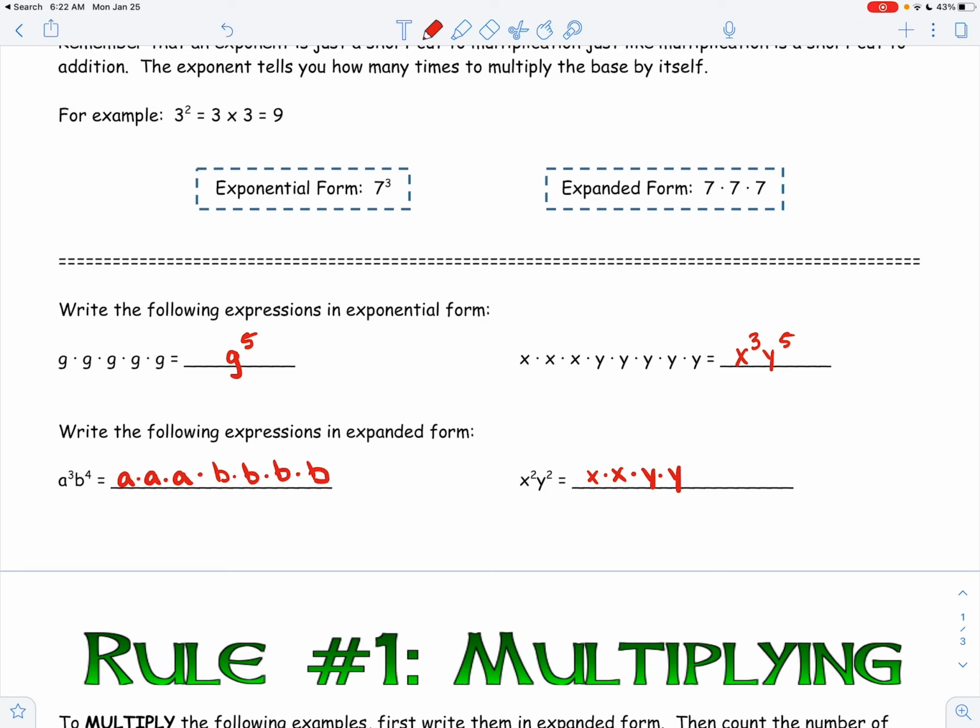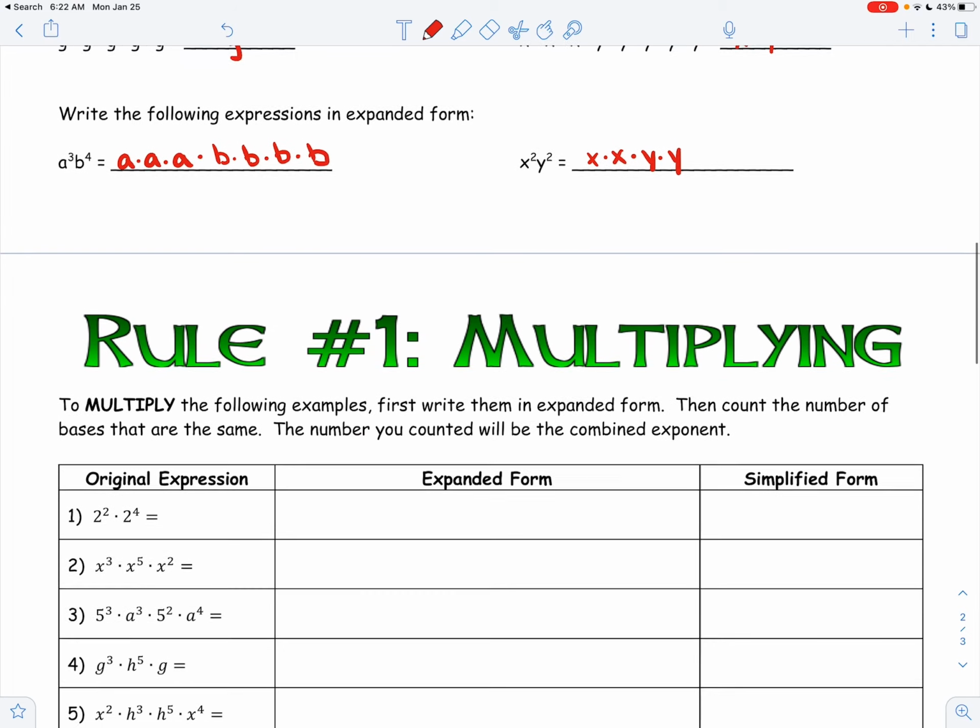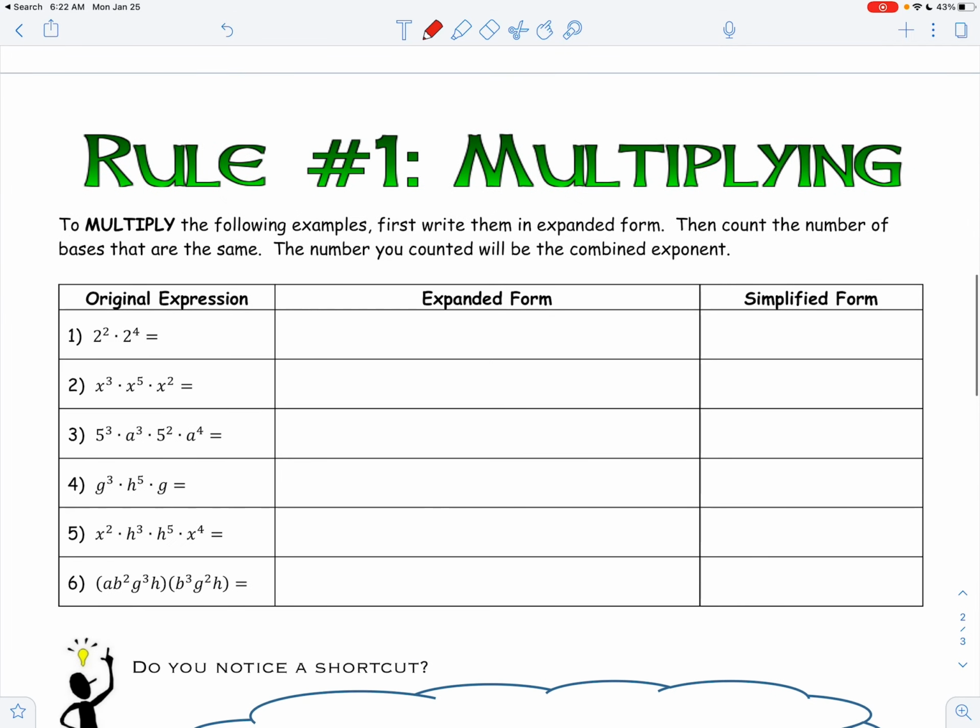Now let's get to the first rule of properties of exponents, the multiplication rule. To multiply the following examples, first write them in expanded form. Then count the number of bases that are the same. The number you counted will be the combined exponent.